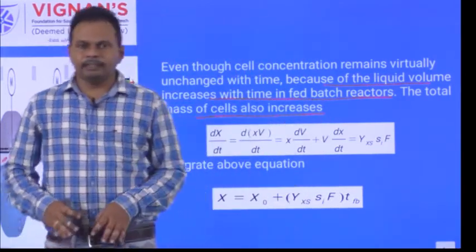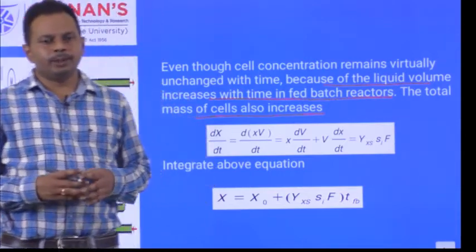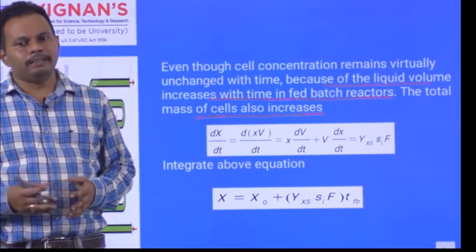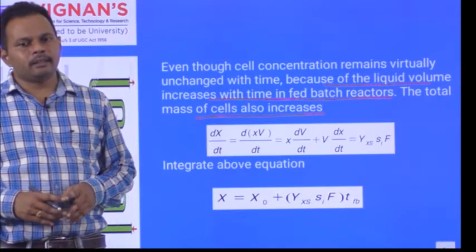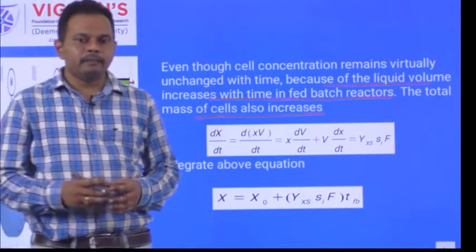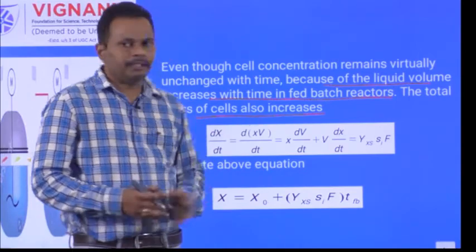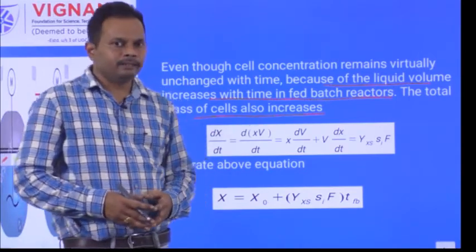That means here at high cell density, whatever amount of substrate you add, all the substrate is consumed by the cells, and x reaches the x max value, which is constant. Cell concentration is constant, but the cell mass is increasing because of the addition of the feed.